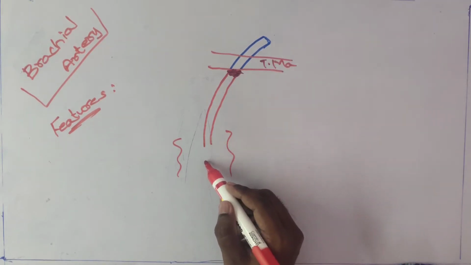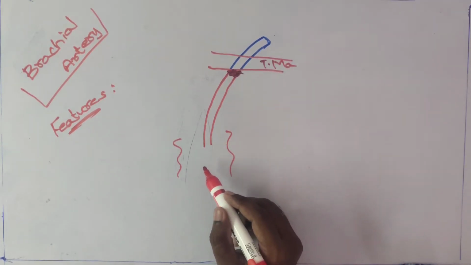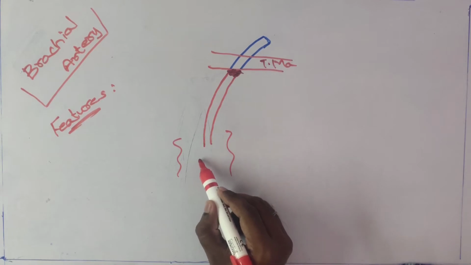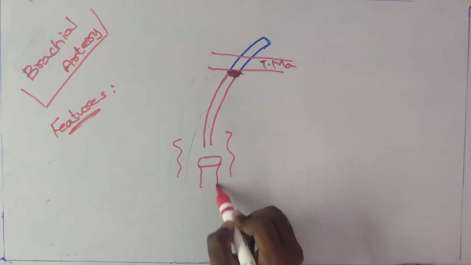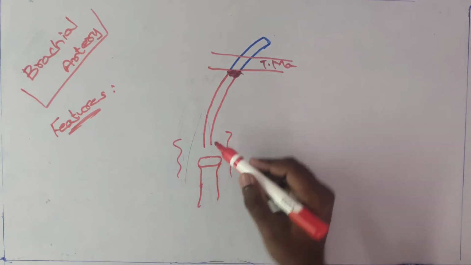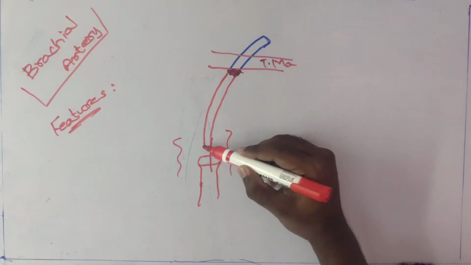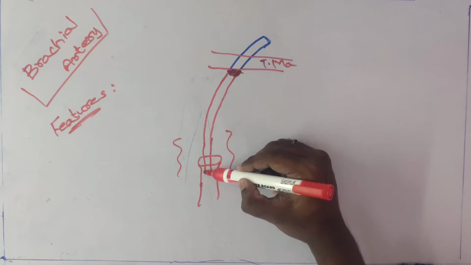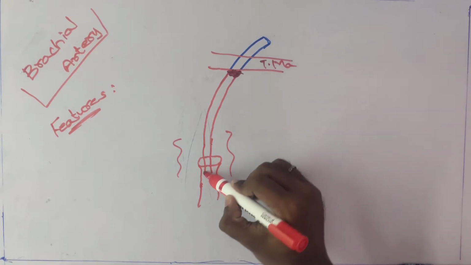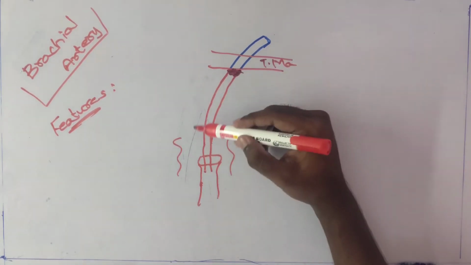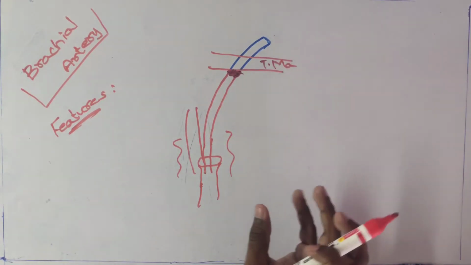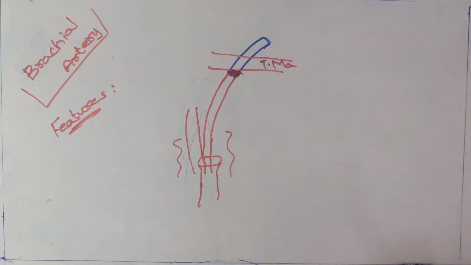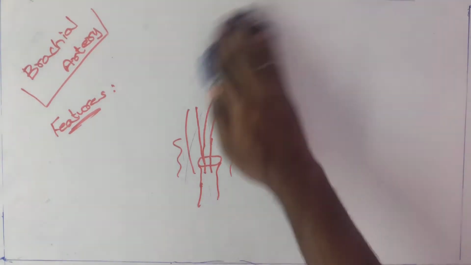It comes in front of the elbow at the level of the neck of the radius. It is the radius, and it is the neck of radius. It extends up to the neck of radius and lies just medial to the tendon of biceps brachii. That means here is the tendon of biceps brachii, and the artery is just medial to it. These are the features of the brachial artery.